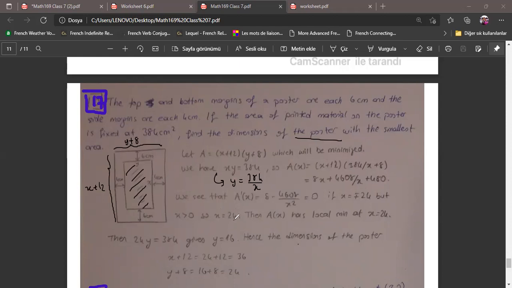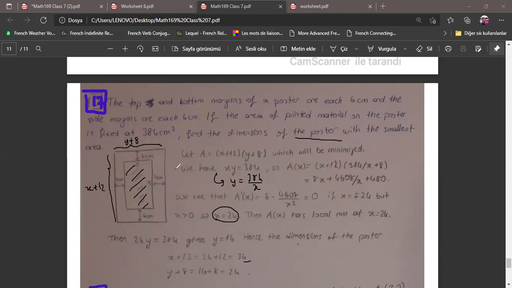Now, we need to find y also. Here we had before this equality. So if we divide this number by 24, we will get the value of y. Okay. Now, what are the dimensions? X plus 12 with x equals 24. Just plug that here. We have one of the dimensions is this, and if we plug y equals 16, we get that.